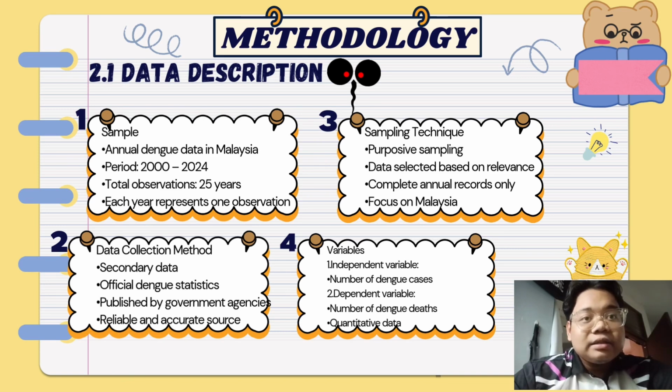Next is variables. There are 2 variables involved in this study: the independent variable is the number of dengue cases, while the dependent variable is the number of dengue deaths. Both variables are quantitative because they involve numerical and countable data.